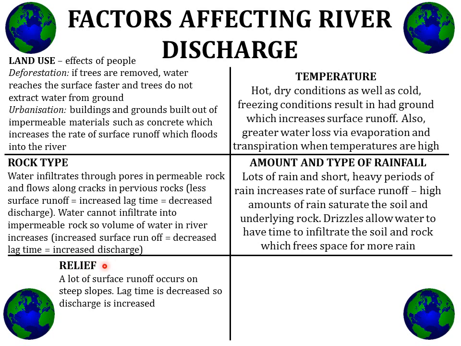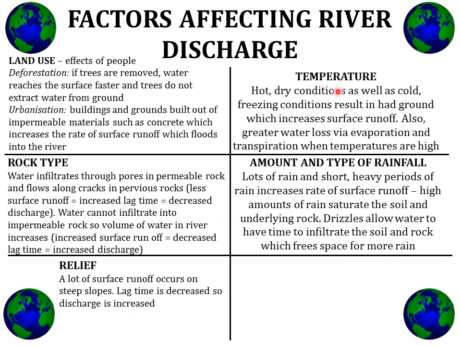Relief, another physical factor, is basically that a lot of surface runoff occurs on steep slopes, as obviously it's steep. If you roll down a hill, you're obviously going to go faster than if you roll on flat ground. So lag time is decreased, so discharge is increased.